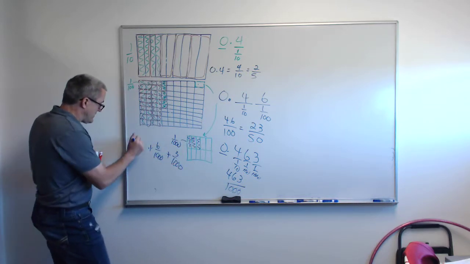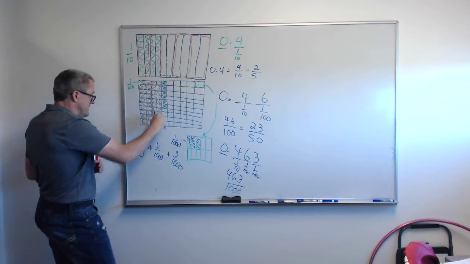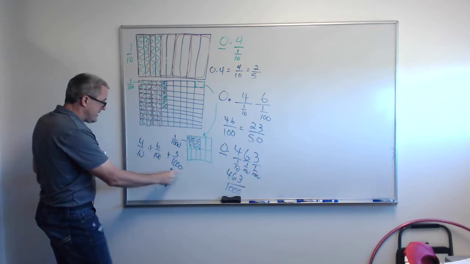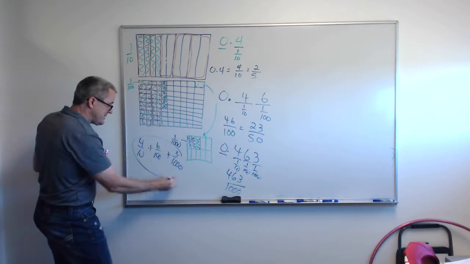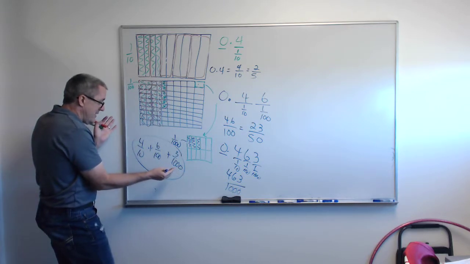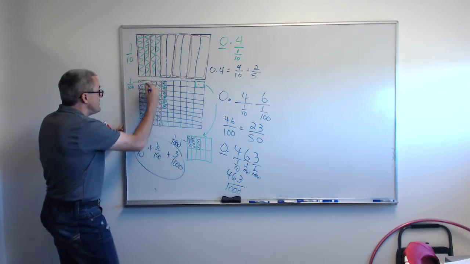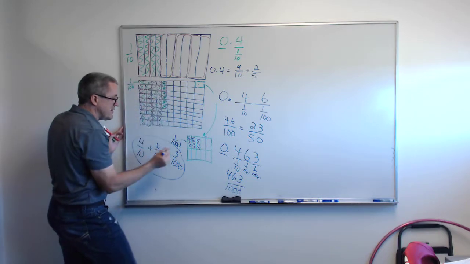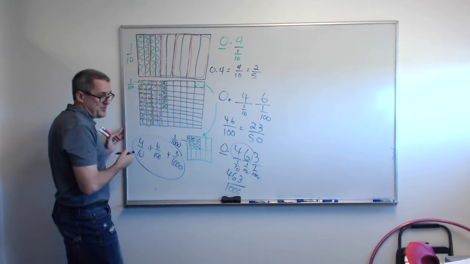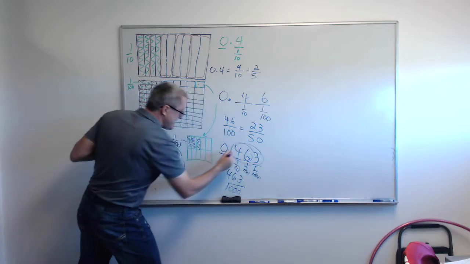Or I could just say 4 tenths. You have 4 tenths, 6 hundredths, 3 thousandths. This is just breaking it apart. You could also see that there's 10, 20, 30, 46 100ths. There's 46 100ths. There's 463 1,000ths.